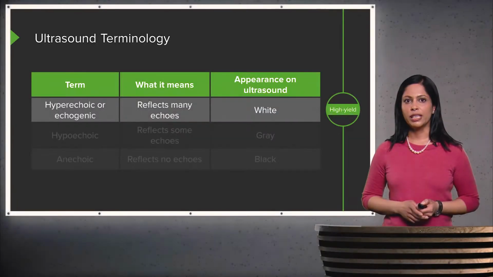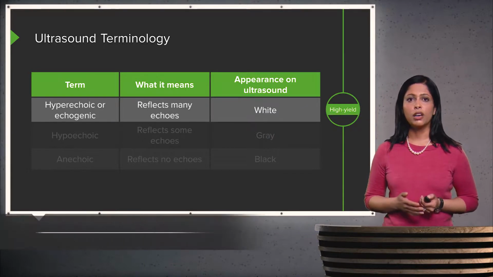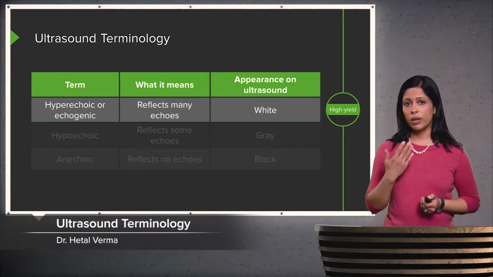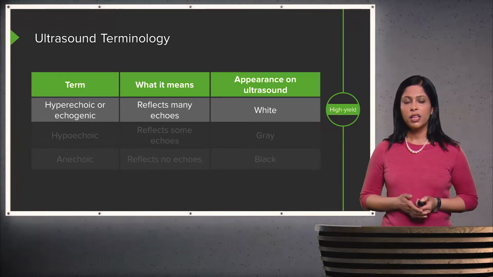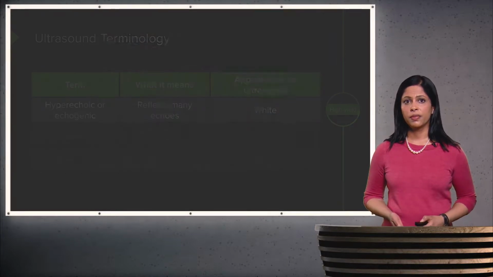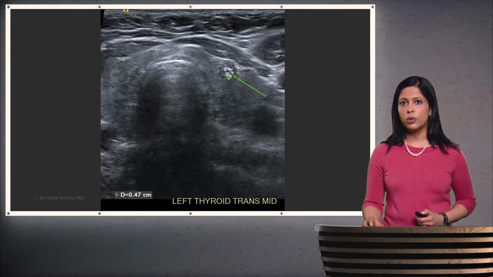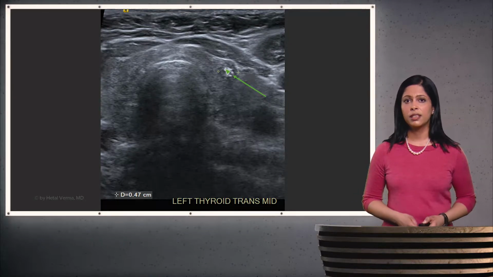So let's review ultrasound terminology. Every modality in radiology uses different terminology, and the terms that are used for ultrasound are echoic, because it relates to the sound wave echoes that go back and forth. So when something is hyperechoic or echogenic, it reflects many echoes and it appears white on ultrasound. This is an example of a structure that is hyperechoic. This is located within the left lobe of the thyroid, and you can see these multiple tiny punctate areas that are hyperechoic, and they likely represent calcifications.